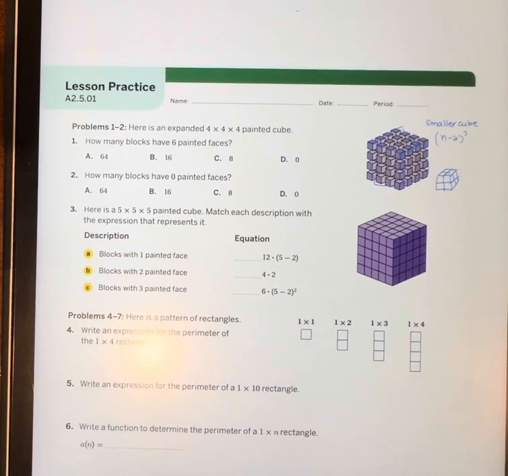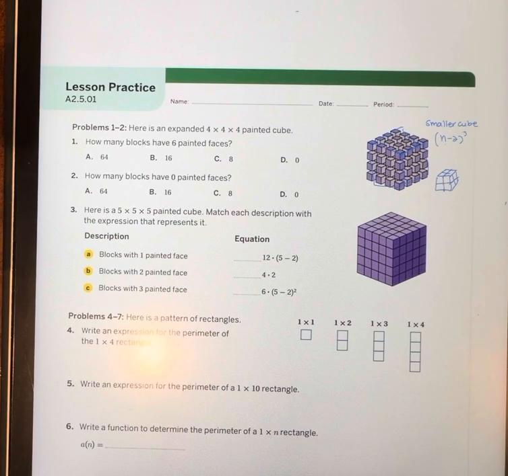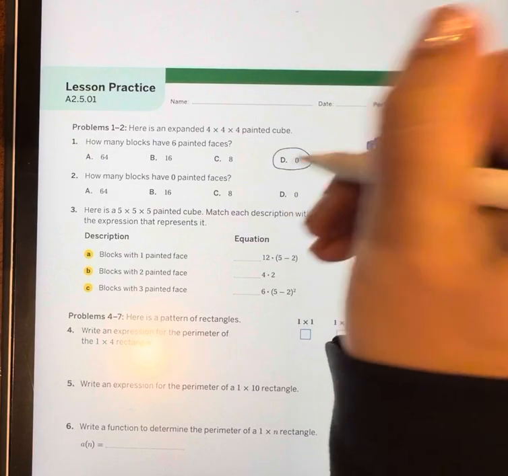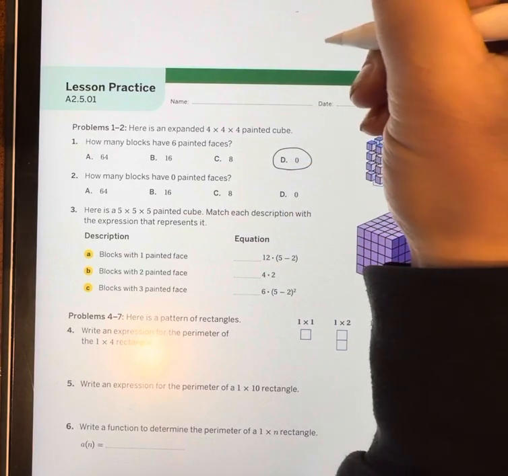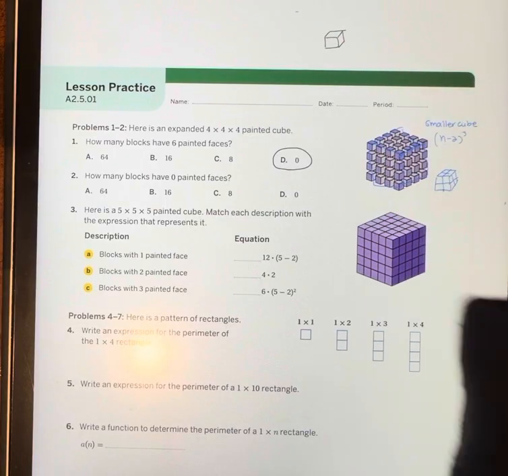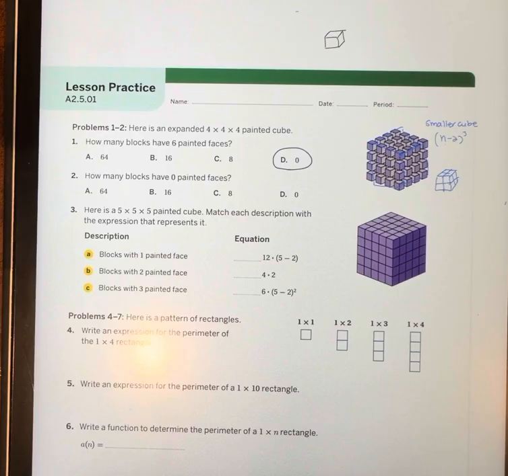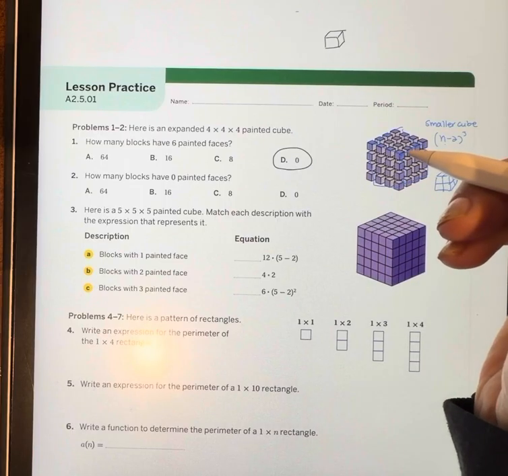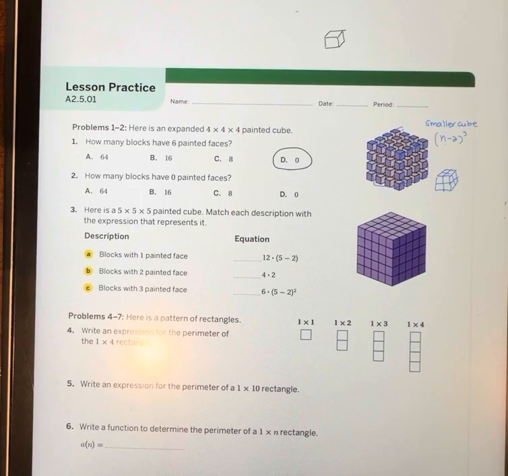Here is a 4 by 4 by 4 painted cube. How many blocks have 6 painted faces? So it's not going to happen. I would say 0. How could every face be painted? The only way that happened, again, if you remember from the lesson, is if we just had a single cube and we dipped it. But as long as they're like this, there's not going to be any cube that doesn't have some portion of it covered.